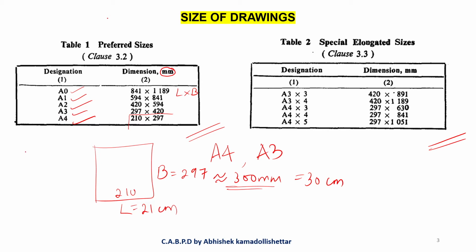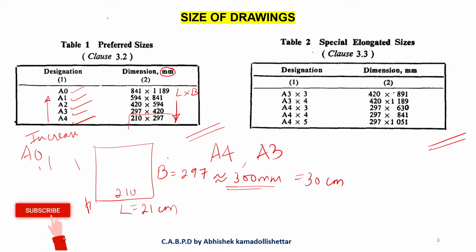So see from A0, 1, 2, 3 and 4, as the number increases, sorry, I'm very sorry, as the number increases, you can see 0, 1, 2, 3 and 4, the numbers are getting increased and based on that the dimension goes on decreasing. As the numbers are increasing, the dimension is decreasing. So one thing you can observe here.